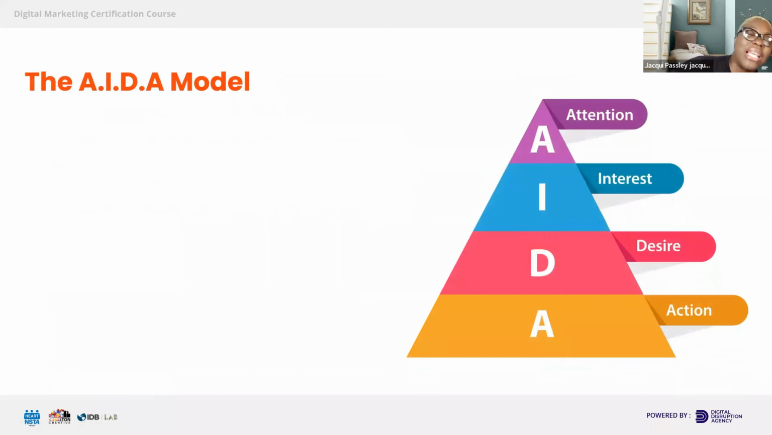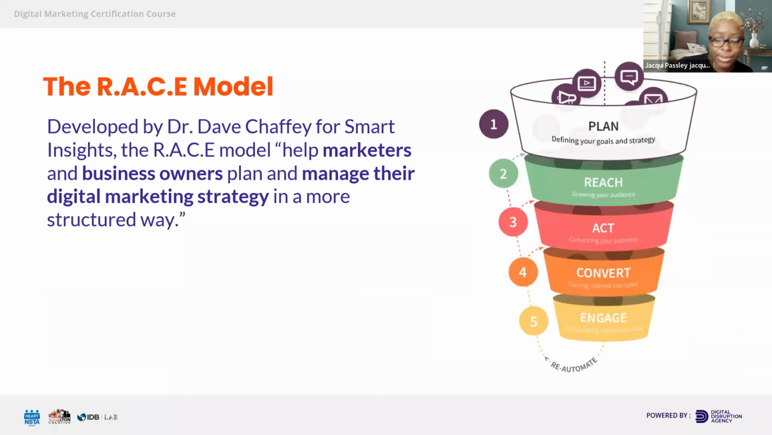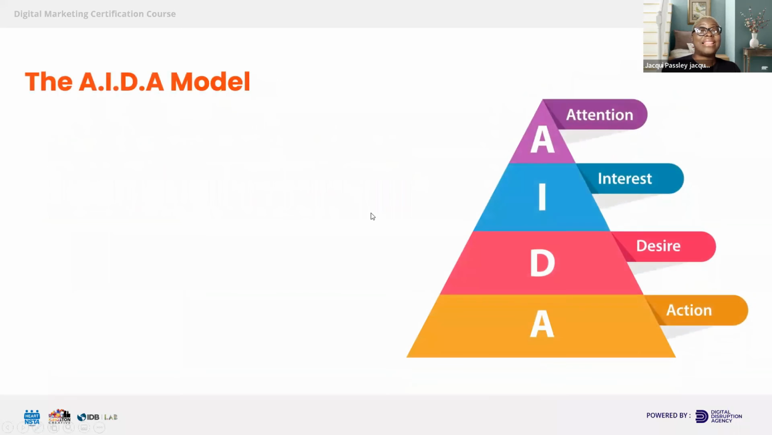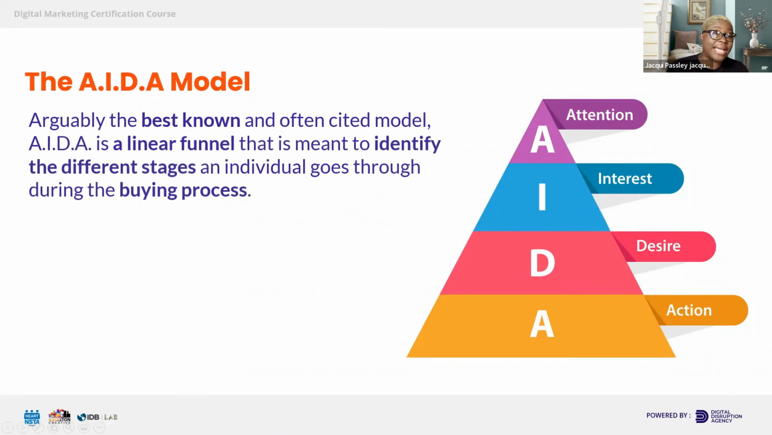So that was the RACE model, guys. So RACE was reach, act, convert, and engage, right? So let's look at the AIDA model, which I'm sure most of you would be familiar with, because it's the most popular, most well-known, often cited model or sales funnel. Now, guys, when we talk about marketing strategies or frameworks, we are really talking about sales funnels. It's just another way of saying sales funnels, right?